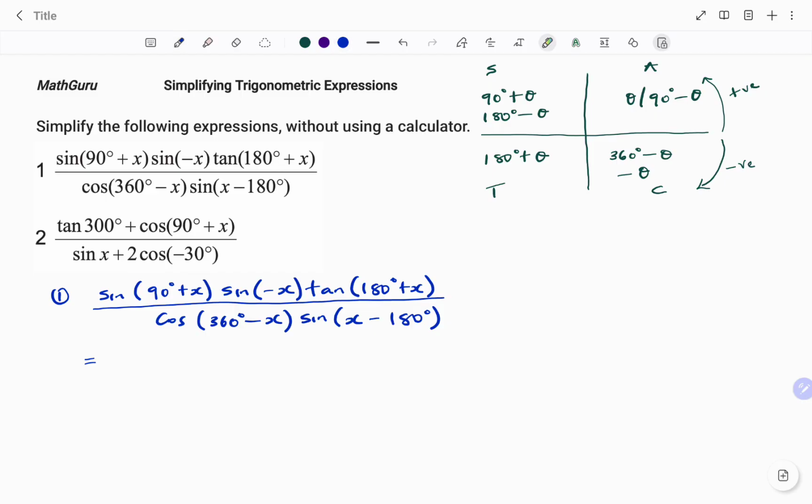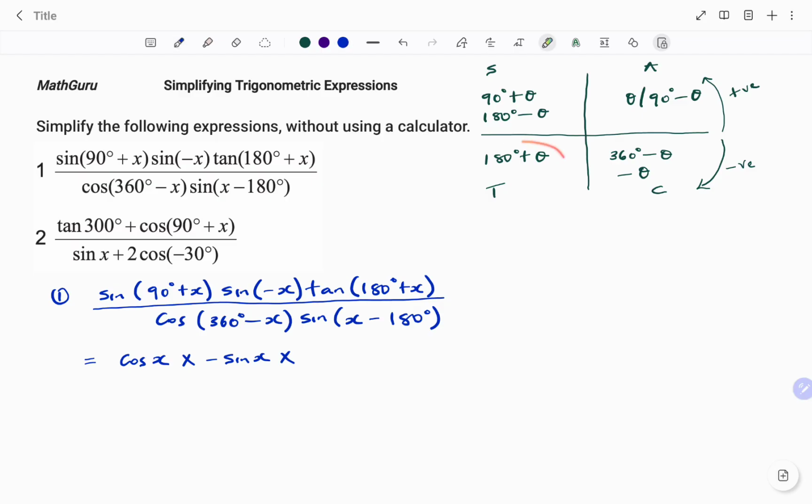90 plus x, or 90 plus theta, falls in the second quadrant. Sine is positive there, but using the co-function rule, my sine is going to become cos. So I have that as positive cos of x multiplying sine of negative x, a negative angle, because it's an acute angle, falls in the fourth quadrant, and you can see that only cosine is positive in that quadrant, so that will give us a negative sine x, times negative sine of x, times then tan of 180 plus x.